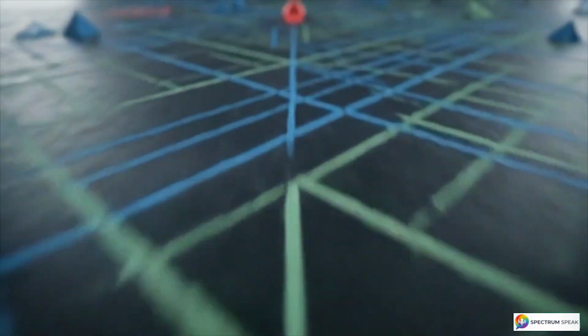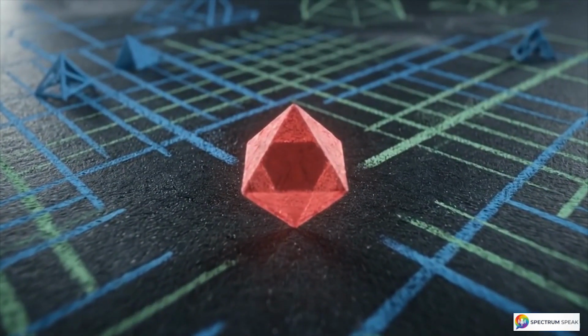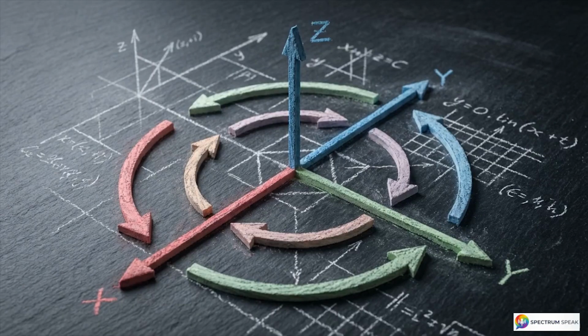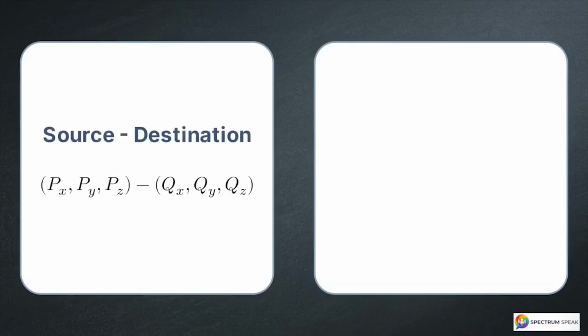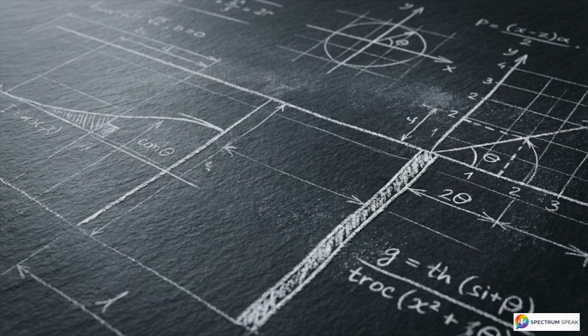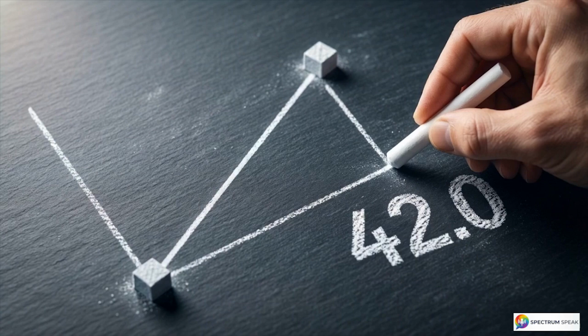When you first start working with electromagnetics, the math can feel disorienting. You are asked to navigate 3D space, tracking fields and forces across multiple axes at the exact same time. Many students hit a wall early on because they calculate distances backwards, or they mix up static coordinate points with active vectors. The good news is, mastering the strict mathematical difference between a coordinate point and a vector is a simple, repeatable process that will keep your numbers on track and save you on exams.